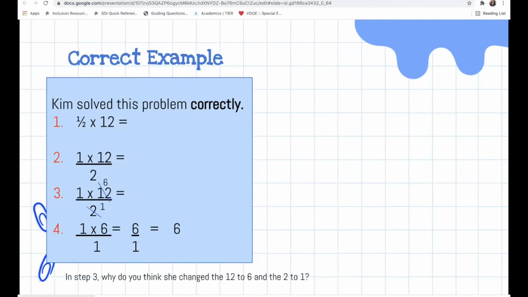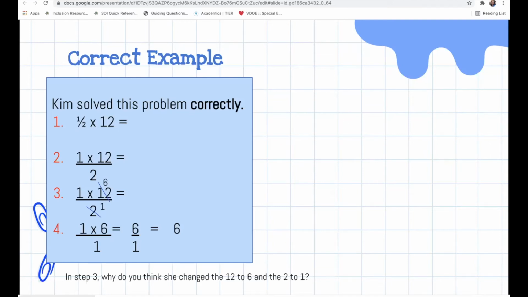And at this point, they're going to stop and be like, oh, well, she simplified. Well, how come she could simplify that? Well, 12 divided by 2 is 6. Or the student may say, well, I know they're both even numbers, so 2 will go into 12. That could be one of the things. And then we can talk about that.